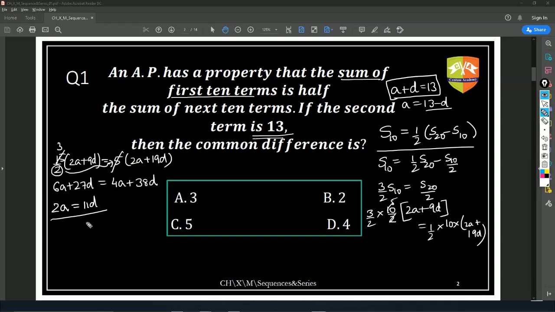So 2a is 11d. So hence, a is simply 13 minus d, is equal to 11d. So 26 minus 2d is equal to 11d. So d is equal to 2. Right? But most of you, I think, you could not complete this on time. So this was the first question, guys.